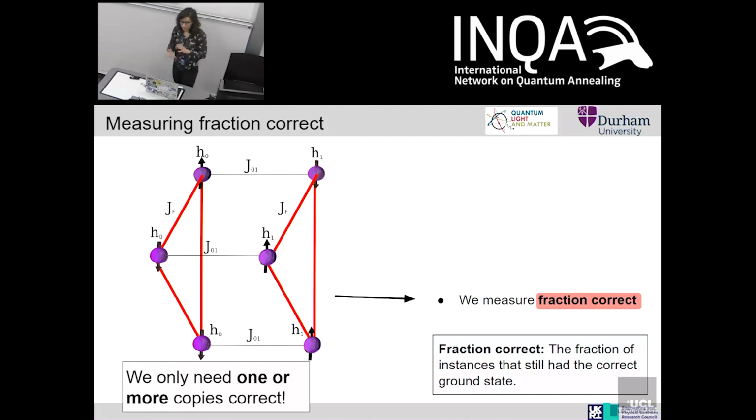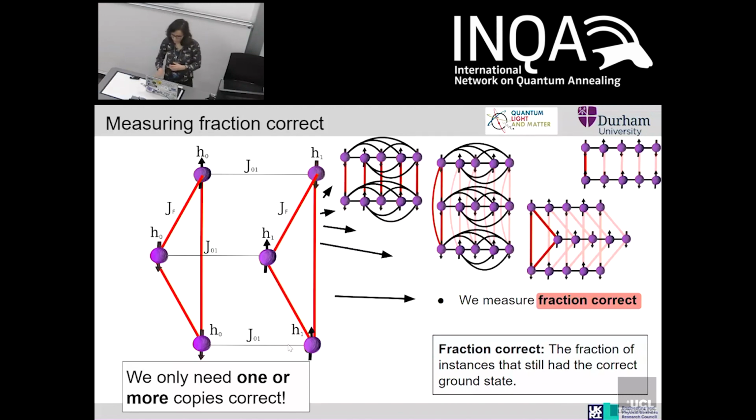A key subtlety to our technique is that we only require one or more of these Ising models to have the correct ground state for us to consider this run a success. We then have tested our models on several different examples. So here we have 2 or 3 copies of spin glasses and spin chains.